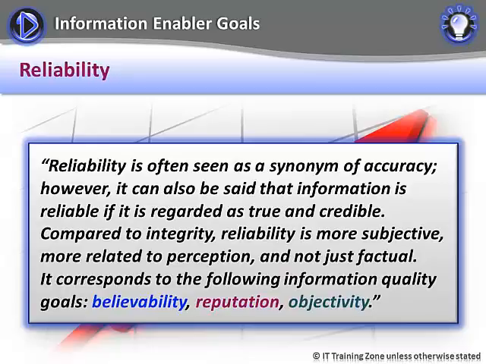Another of the COBIT 4 information criteria is reliability. Reliability is often seen as a synonym of accuracy. However, it can also be said that information is reliable if it is regarded as true and credible. Compared to integrity, reliability is more subjective, more related to perception, and not just factual. It corresponds to the following information quality goals: believability, reputation, objectivity.